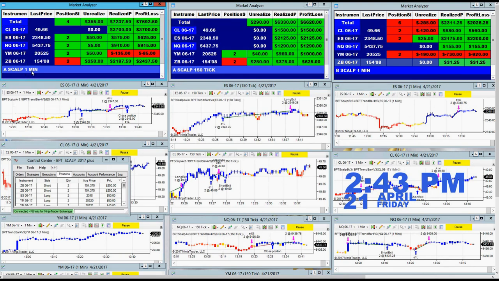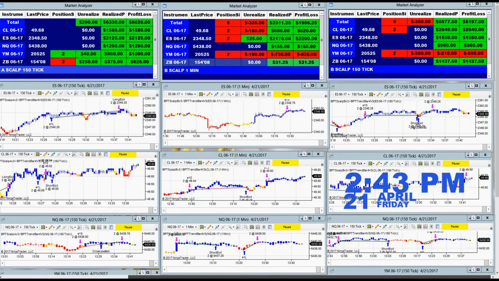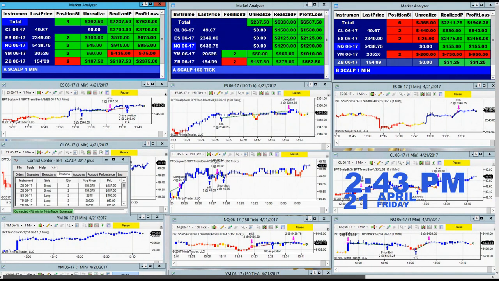For the last few years, we've been running the same time frame on the A scalper and the B scalper. What is the advantage of the A scalper, the B scalper and the C scalper? They do not require any optimization, forward testing, or back testing.